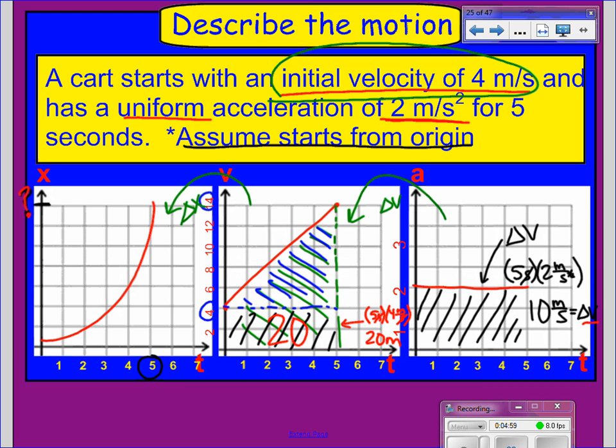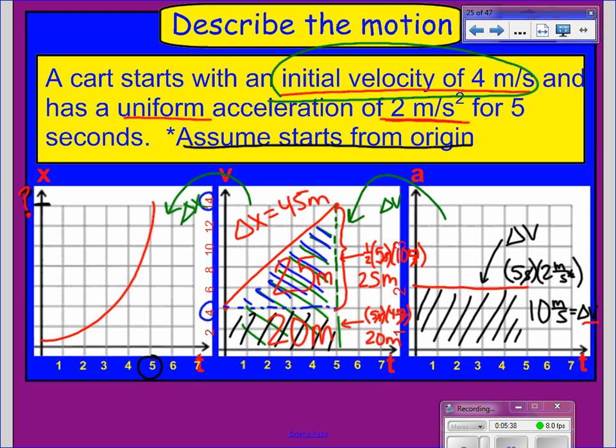Now I have to do the same thing, but for the triangle. The triangle is 1/2 base times height. The base is 5 seconds. And what is the height? Notice the height of the triangle is just right here, or in other words, the change in velocity. And we've already calculated that to be 10 meters per second. If I multiply all those numbers through, I end up getting 25, the seconds cancel out, and meters is my overall unit. So the area of the triangle is 25 meters, and the area of the rectangle is 20 meters. So that means my total delta x is 45 meters.